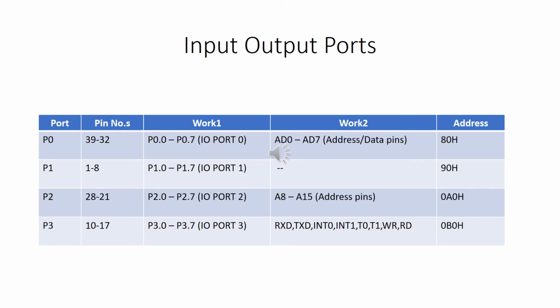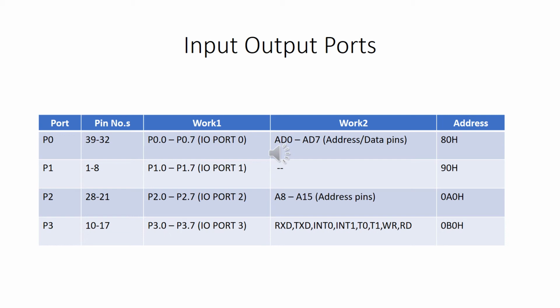These are the input-output ports that we have already seen while seeing the pin diagram. So 4 ports, their corresponding pins. The working of those ports, that is, all of them are used as I/O ports. They can be individually accessed as single bits. That is, for example, port number 0 can be accessed as P0.0, P0.1, P0.2, etc., as individual bits.